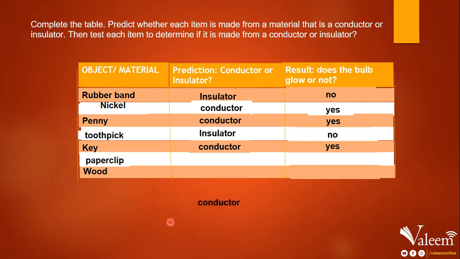Second last is the paper clip, which is made up of metal. So again, it's a conductor and the bulb will light up. And the last is wood, which is an insulator, so the bulb will not glow.